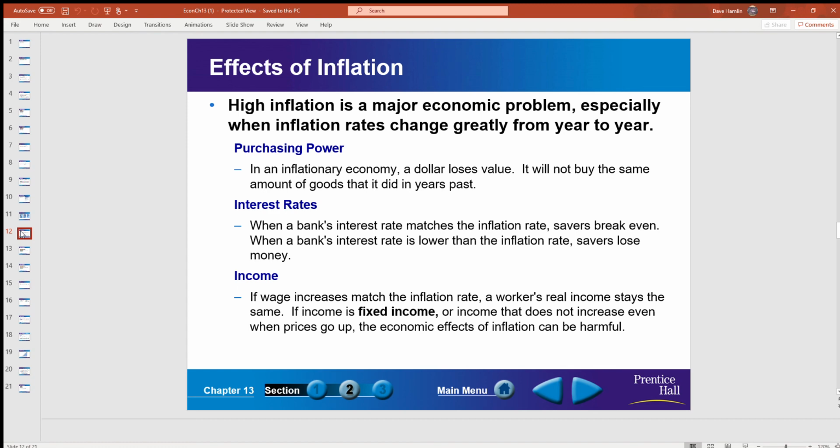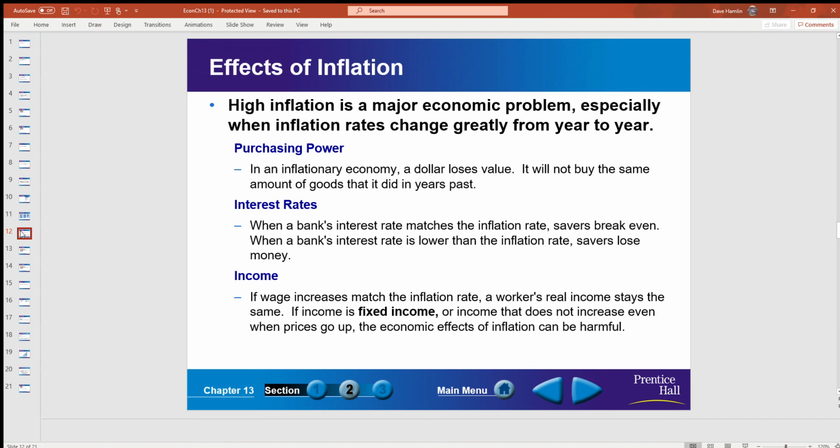High inflation is a major economic problem. When inflation rates change greatly from year to year, you'll see that. In an inflationary economy, if people's wages aren't keeping up, the dollar loses its value. Either way, it loses value. A dollar used to be able to buy me a gallon of gas. Now, it buys me about half a gallon of gas. And so my dollar is losing value. My dollar doesn't buy the same amount of goods that maybe it did in the past. I'm okay if my wages keep pace, but if they don't, in inflationary economies, purchasing power can be reduced. It can be a bad thing.